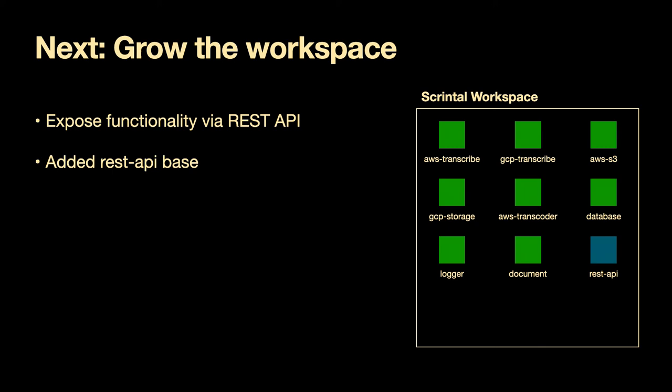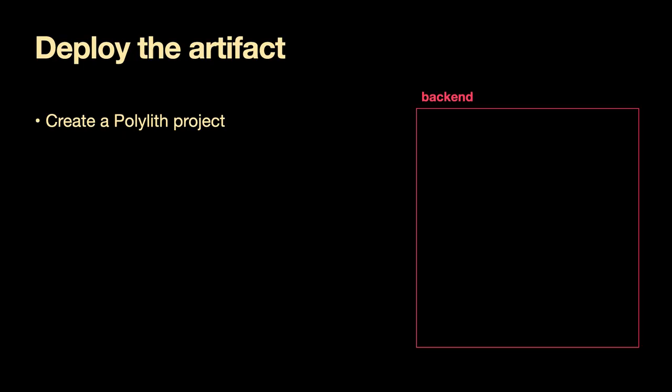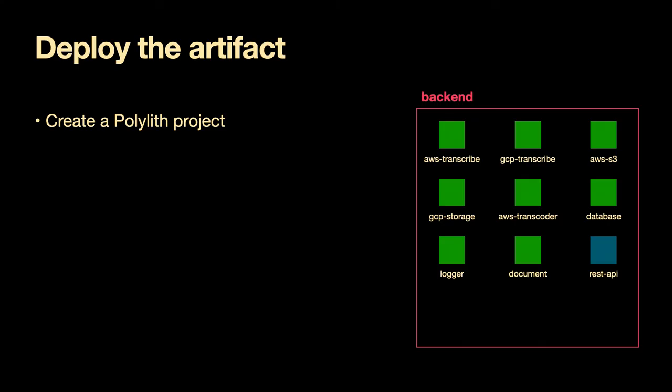And it was time to deploy the very first version of Scrintel's backend. In order to deploy our code, we needed a deployable artifact. As Joki mentioned previously, artifacts in a Polylith workspace are created through a project. We called our project backend. A Polylith project is a simple configuration file that defines which components and base and libraries should be included in that artifact. As you can see, at this stage, we have only one deployable artifact, which includes all the components and the base. You can, of course, have extra components in your workspace that are not included in any artifact.